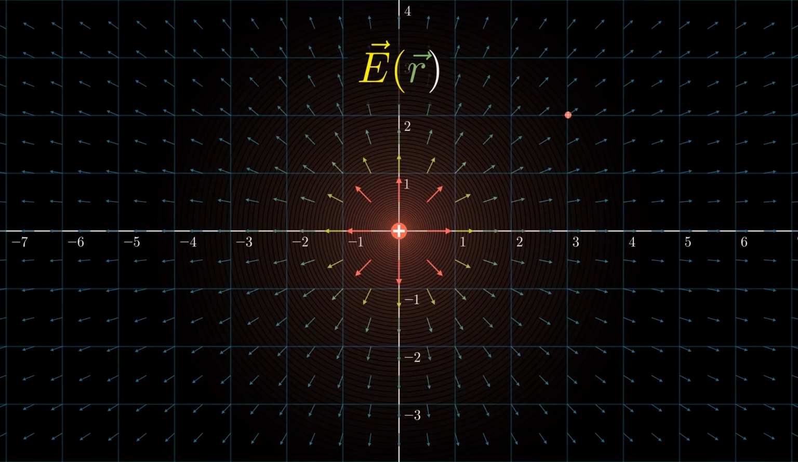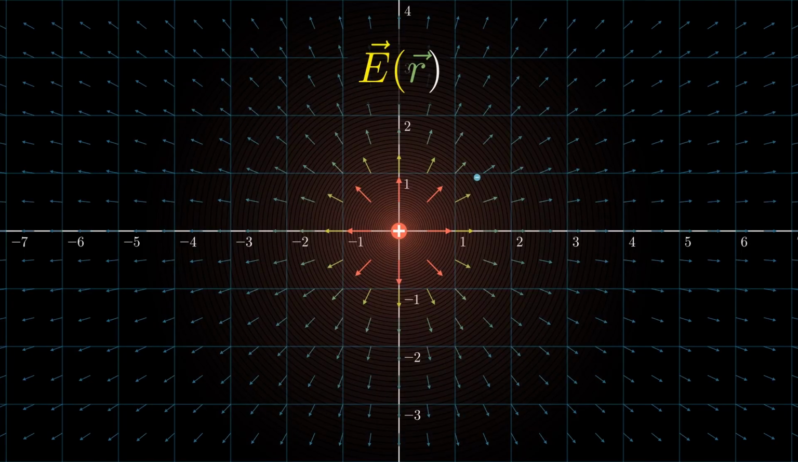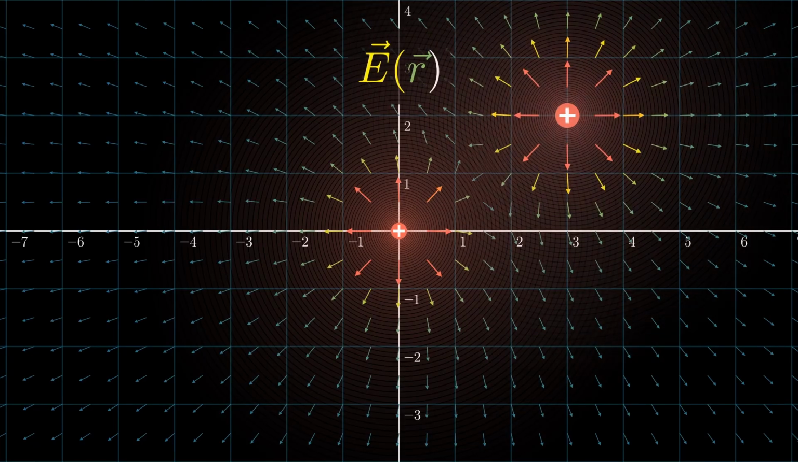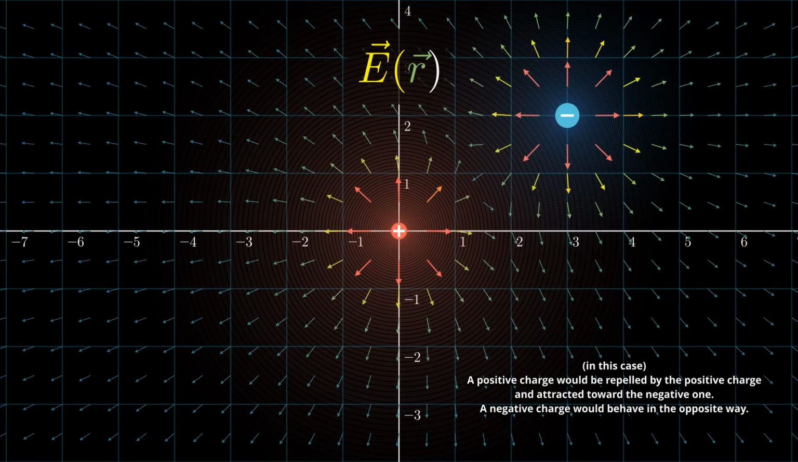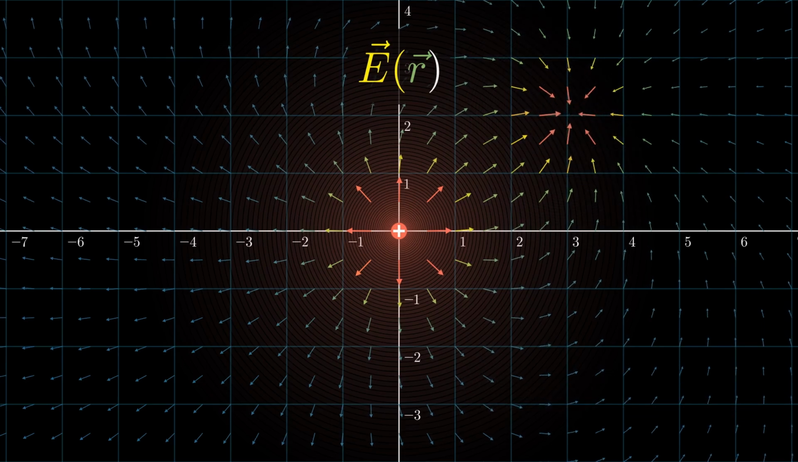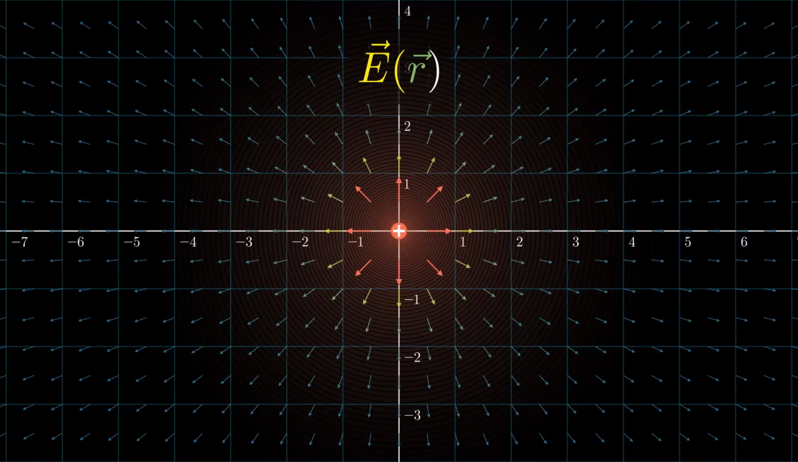So a tiny positive charge moves along the direction of the field. A negative charge, however, moves in the opposite direction. So when you look at the arrows of an electric field, you should think, if I place a tiny infinitesimal positive charge, this is the direction it would move. And that idea will become the foundation for everything that follows.